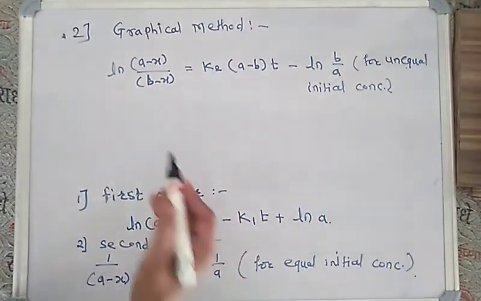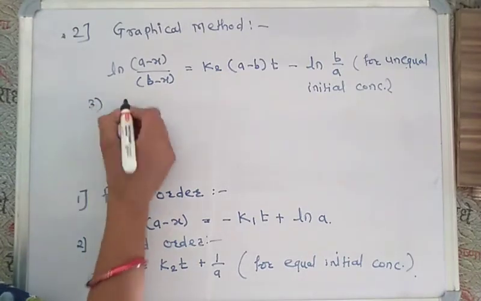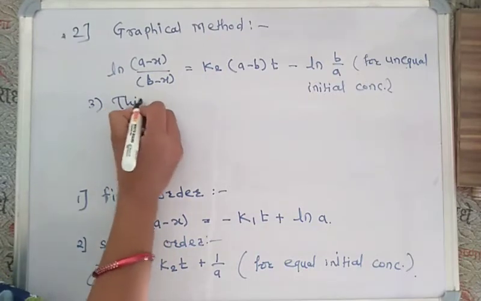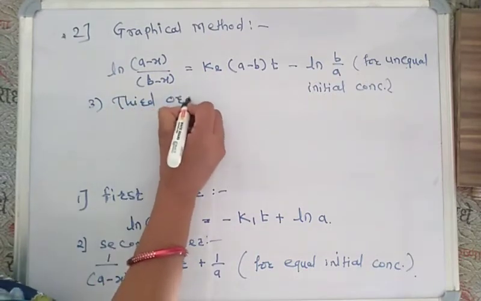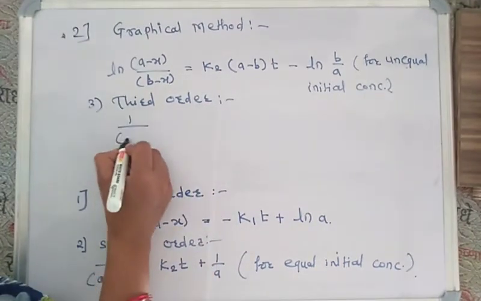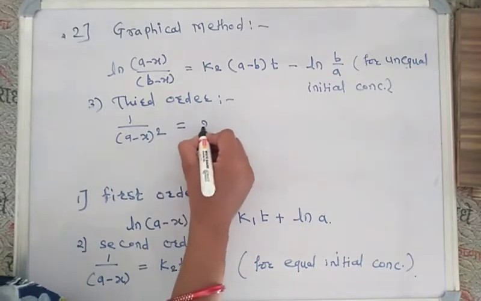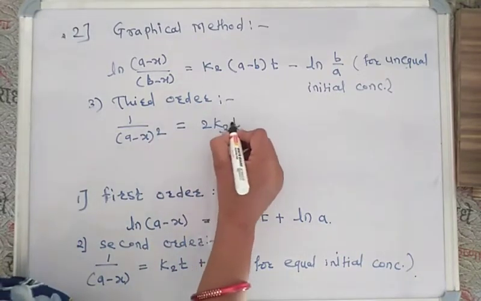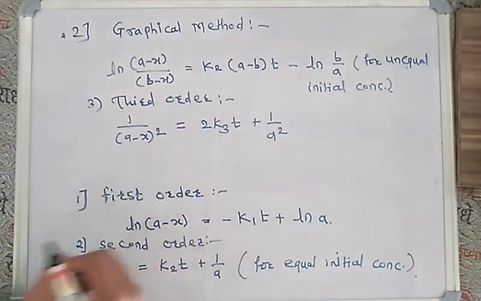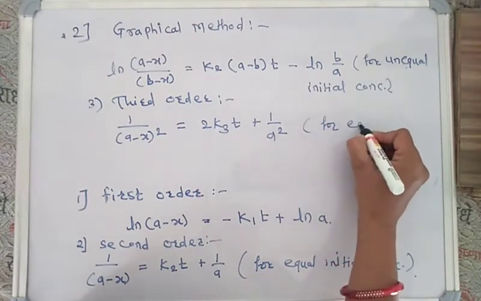Let us see the third order integrated rate equation. That is 1 divided by (a minus x) whole square equals 2 k3 into t plus 1 divided by a square. This is for equal initial concentrations.